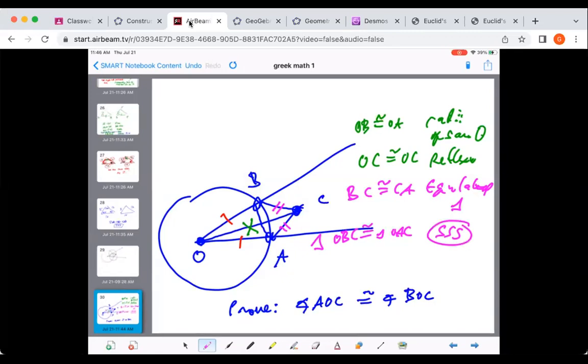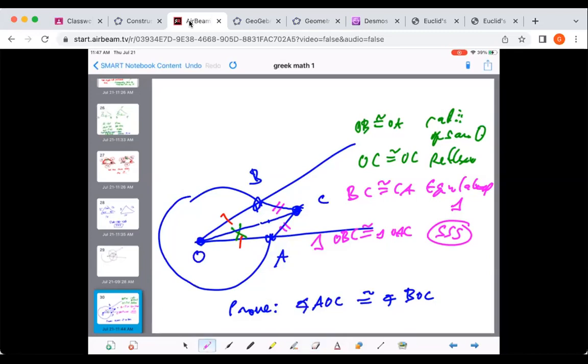This line, can I get rid of that line now? Let me erase, if I can erase this tiny line. That line kind of gets in the way. In fact, this arc gets in the way also. So I'm just going to erase that for now.